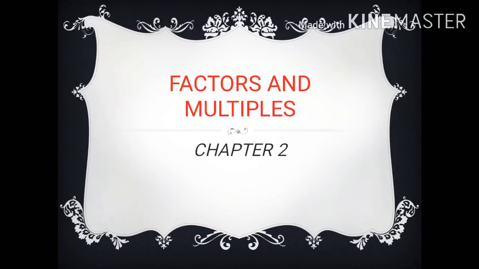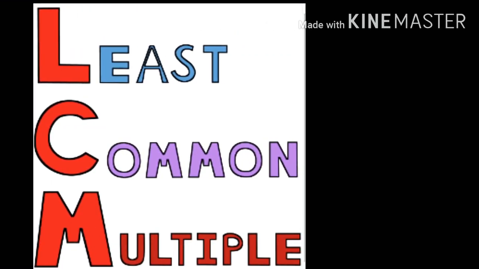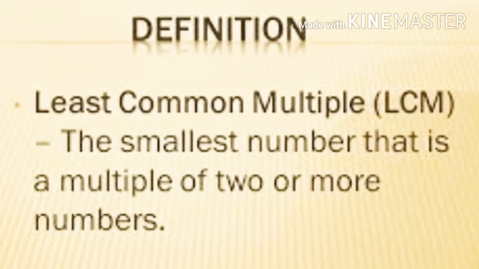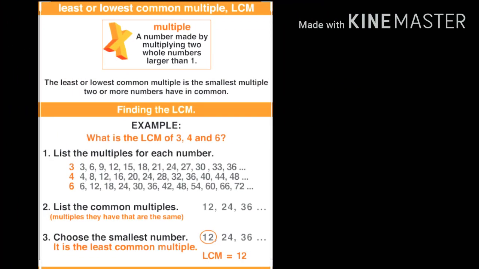Good morning, students. Today we will study the next topic of our chapter, factors and multiples. It is LCM, also known as least common multiple. So what is LCM? LCM is the smallest number that is a multiple of two or more numbers. Okay, I hope you remember what a multiple is. A number made by multiplying two whole numbers larger than one is called a multiple. And the least or lowest common multiple is the smallest multiple of two or more numbers which they have in common.